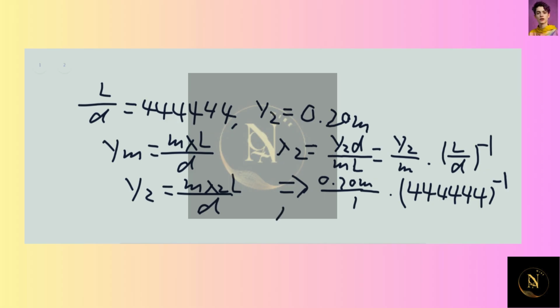So eventually, lambda 2 will equal 4.5 times 10 to the negative 7 meter, which is 450 nanometers. It's because 1 meter is equal to 10 to the power of 9 nanometers. Okay, so that's my answer for this question.